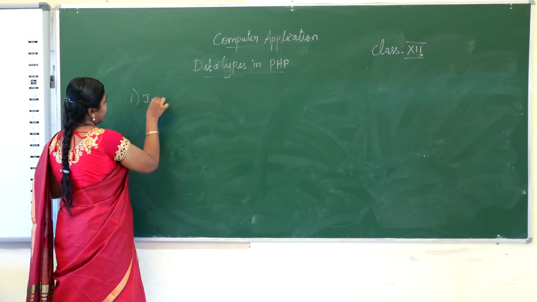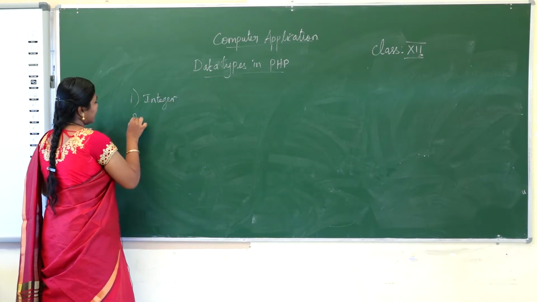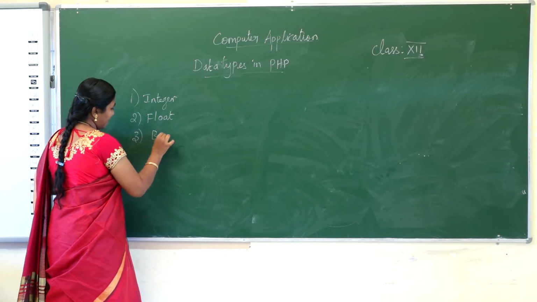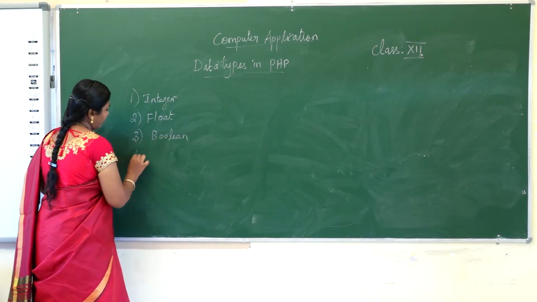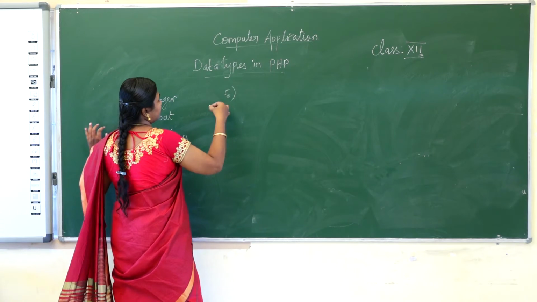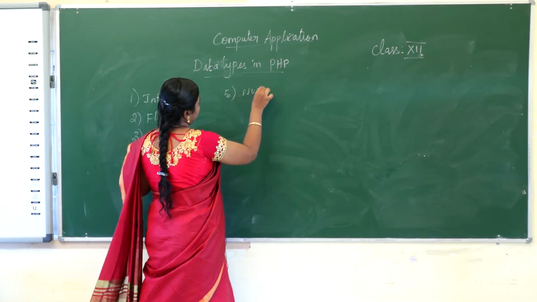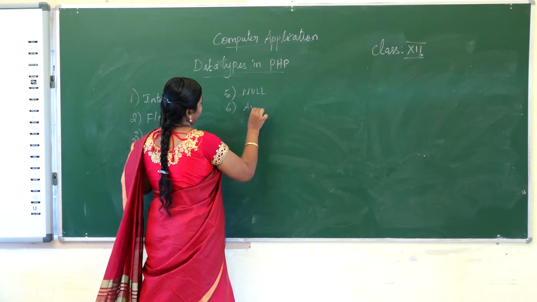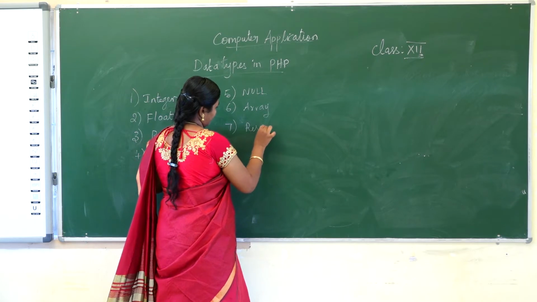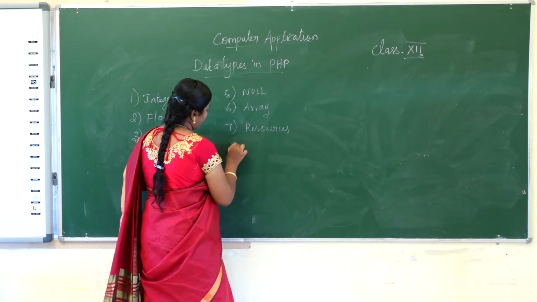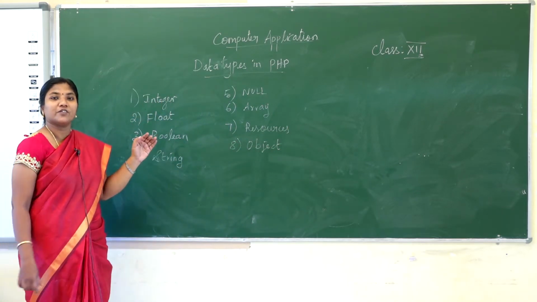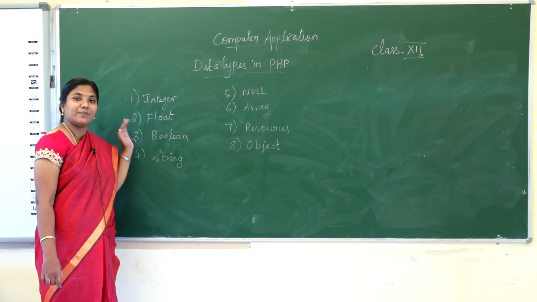So what are they? First one integer, second one float, third one Boolean, fourth one string, fifth one null, sixth one array, seventh one resources, and eighth one object. So we are going to see these 8 types of data types available in PHP.